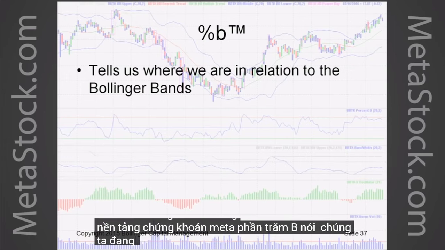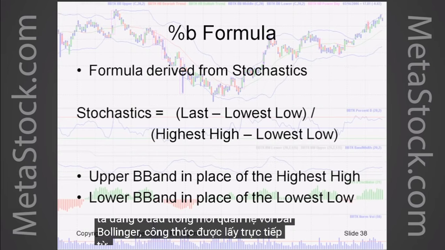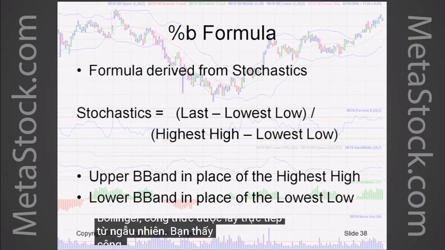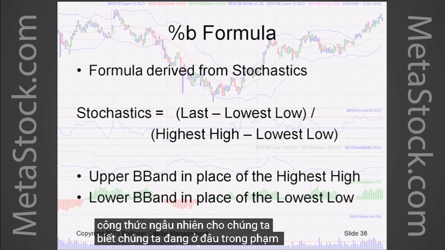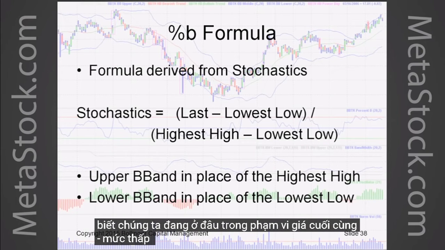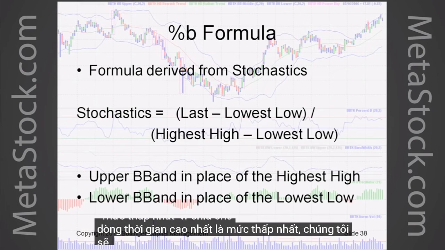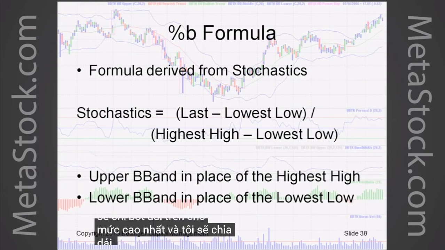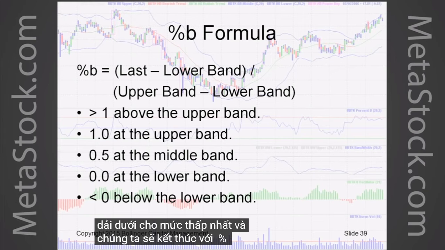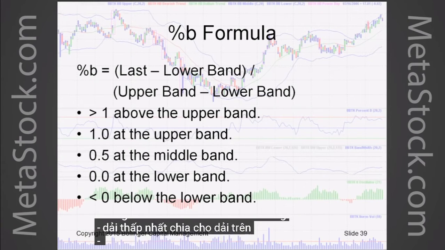%B tells us where we are in relation to the Bollinger Bands. The formula is derived directly from stochastics. Here you see the formula for stochastics, which tells us where we are in a price range. It's the last minus the lowest low divided by the highest high minus the lowest low. We're going to just sub out the upper band for the highest high, and we're going to sub out the lower band for the lowest low, and we're going to end up with %B: last minus the lower band divided by the upper band minus the lower band.